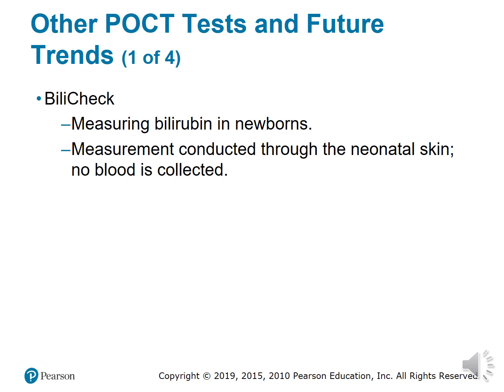Future testing, or tests that exist now that are very, very new, is called the Bili Check. This is a point of care test where, instead of getting the baby's blood drawn, nurses can do a Bili Check to check the newborn's bilirubins to make sure that they're within normal range. And if they're not, to put them under the special UV light so they can get their bilirubins down. This measurement is usually conducted on the neonatal skin. No blood is really collected for it.